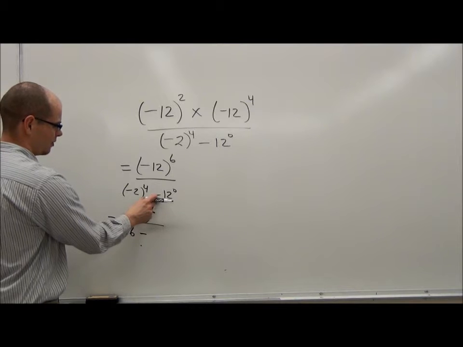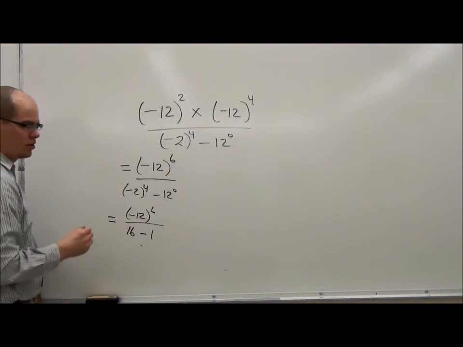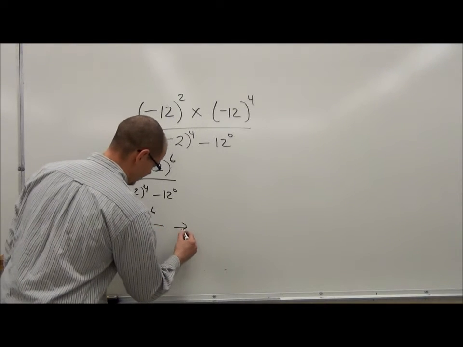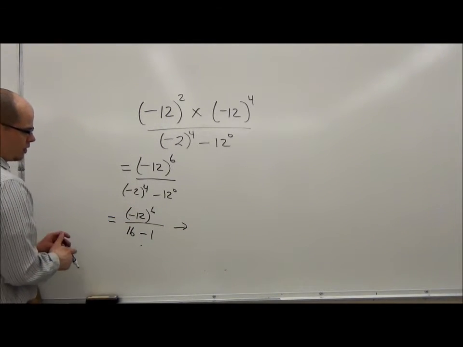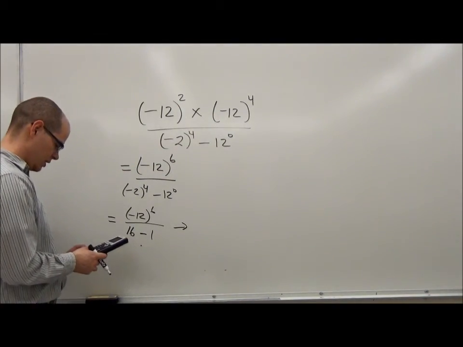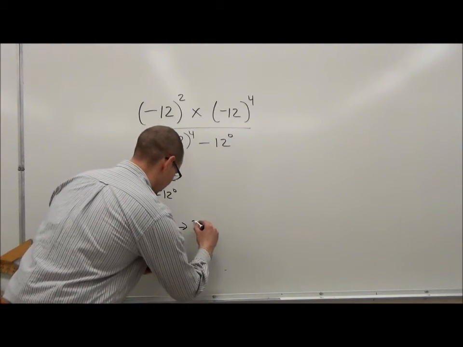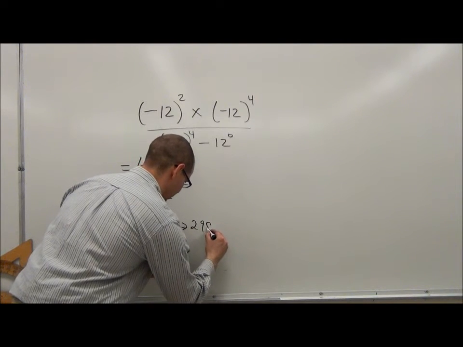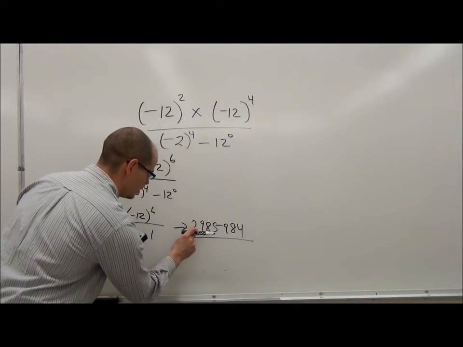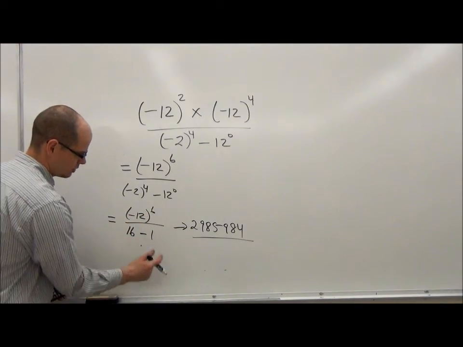Remember, don't do your subtracting first. You want to take care of your exponents first. 12 to the power 0 is 1. Anything to the power 0 is 1. So now I've got it even more simple. I'm going to now go over to the right. Negative 12 to the power 6 is something you want to do on your calculator. If you put that in on your calculator, it's going to come out to be a positive number. It's going to come out to 2,985,984 on the top, and the bottom, 16 minus 1, 15.